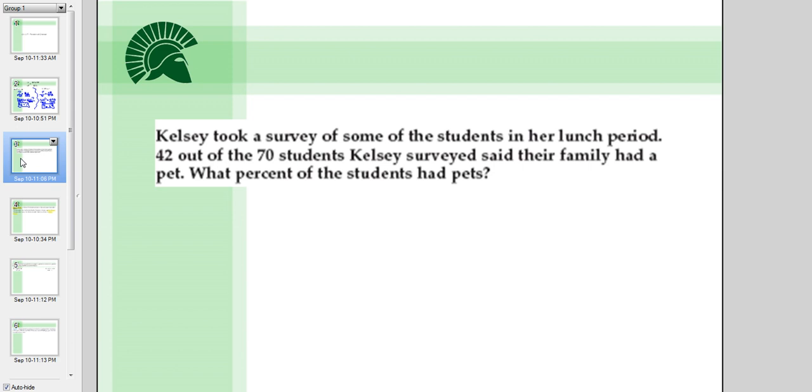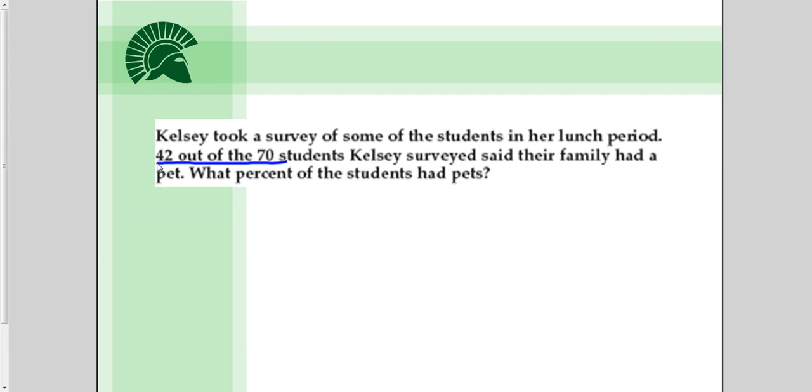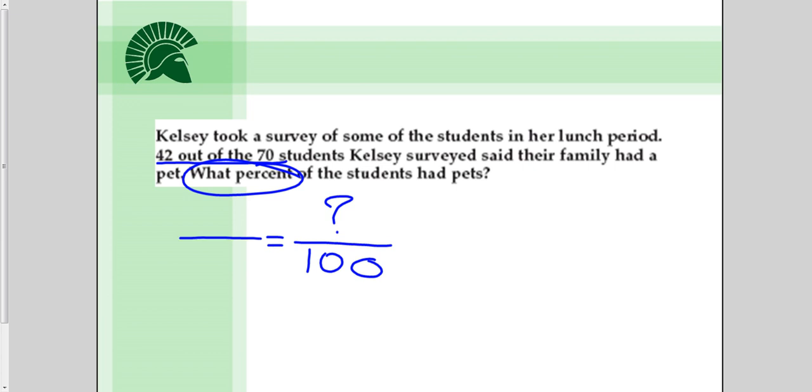In this problem, we're looking at Kelsey. Kelsey took a survey of some of the students in her lunch period. 42 out of the 70 students Kelsey surveyed said their family had a pet. What percent of students had a pet? So we're looking for what percent, so the percent portion gets the question mark. 100 is the total that we're looking at, and that's 70. What is 42 out of 70? So 42 is the is and 70 is the of.